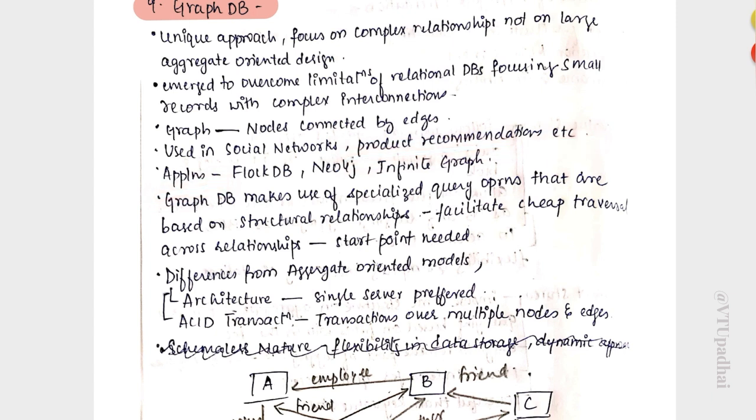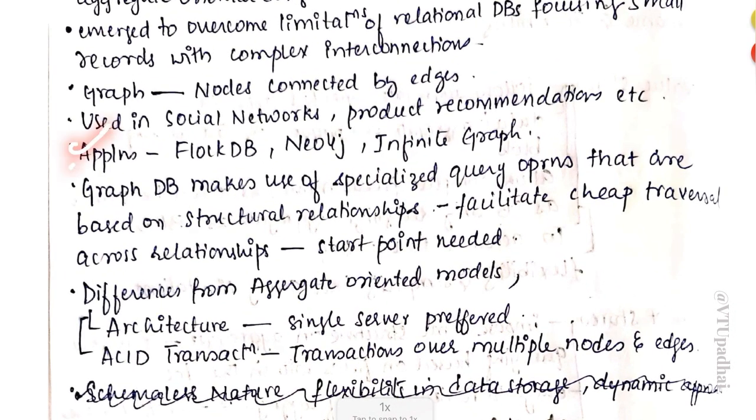Applications here are FlockDB. FlockDB will offer basic nodes and edges without any additional attributes. Then we have Neo4j. Neo4j will allow properties to be attached to the nodes and edges in a schemaless manner. Then we have Infinite Graph. Infinite Graph is used to store Java objects. Yeah, this was about the applications.